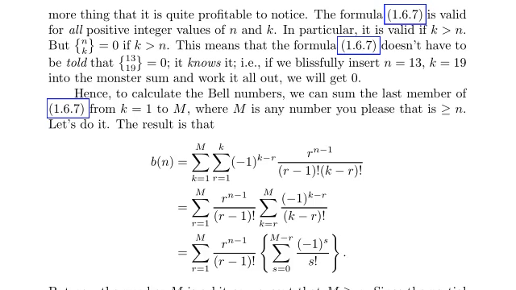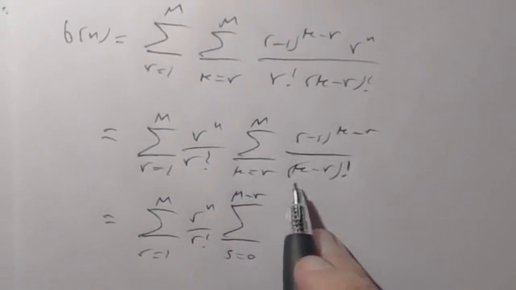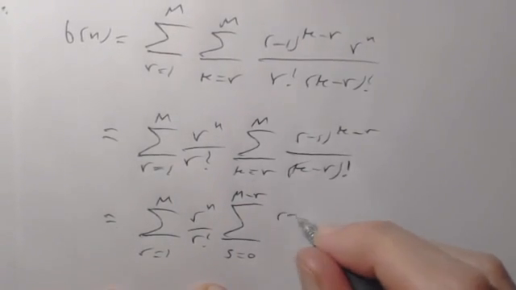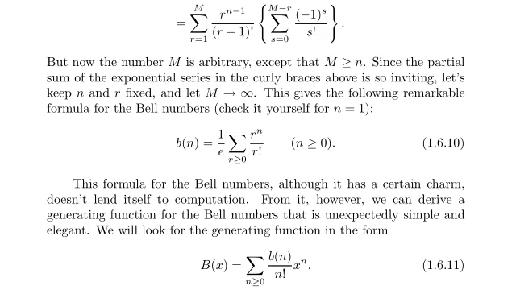They're using a new variable, they're calling it s. S goes from 0 to m minus r. So s is replacing k minus r here. Minus 1 to the s over s factorial. Okay, so now we've got it in the form that they have. But now the number m is arbitrary, except that m is greater than or equal to n. Since the partial sum of the exponential series in the curly braces above is so inviting, yes, let's keep n and r fixed and let m go to infinity.